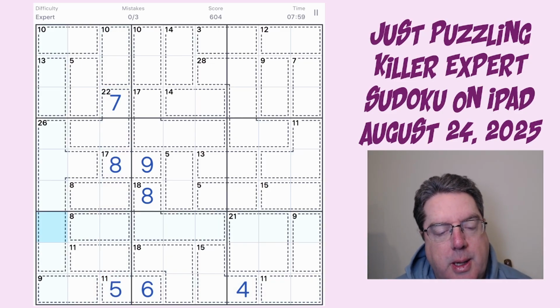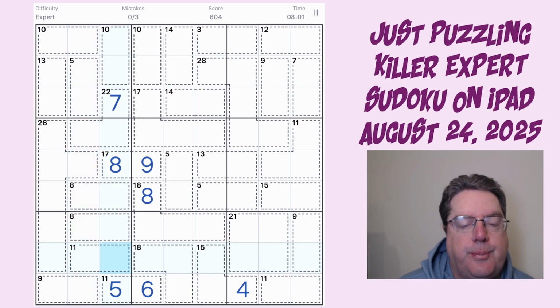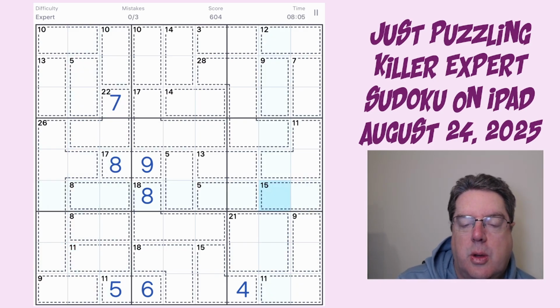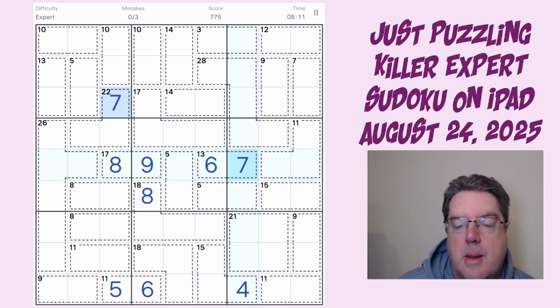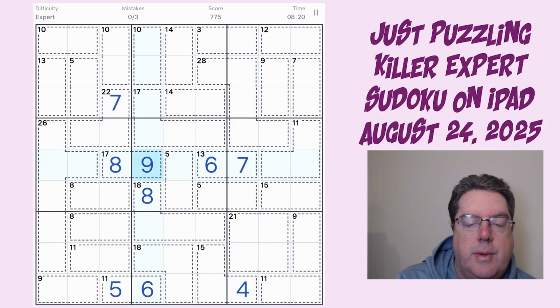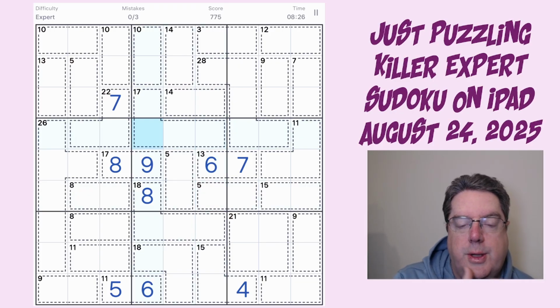So 9 can be either here, or here. So this is a 9 and 6, 9 and 6, 9 and 6. So the only place a 6 can go there is there, which means that's a 7. Okay, so that's alright. 17 plus 6 is 23, 28. So this is 17 for across here.